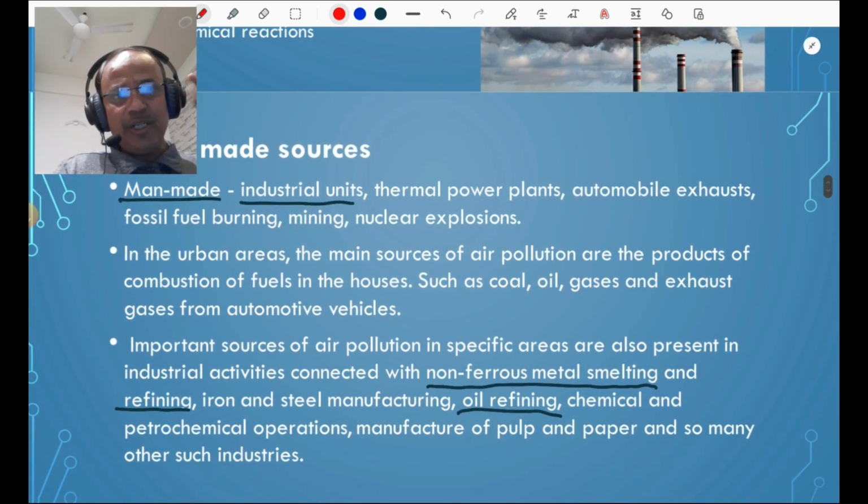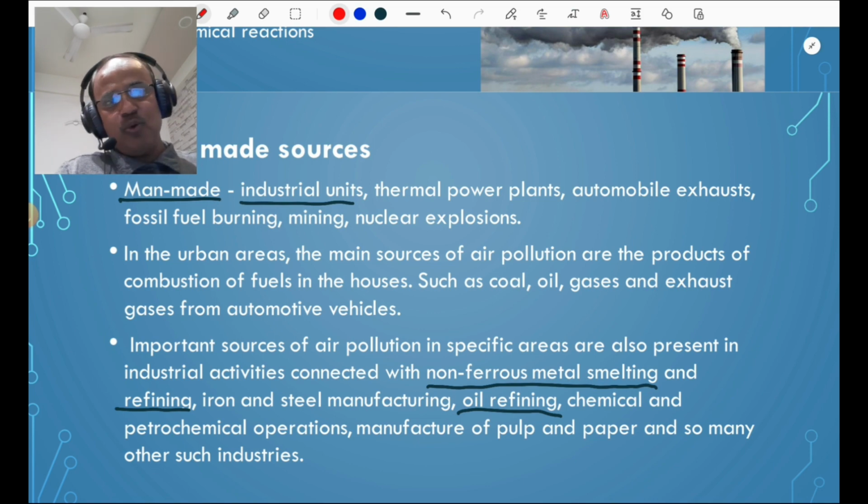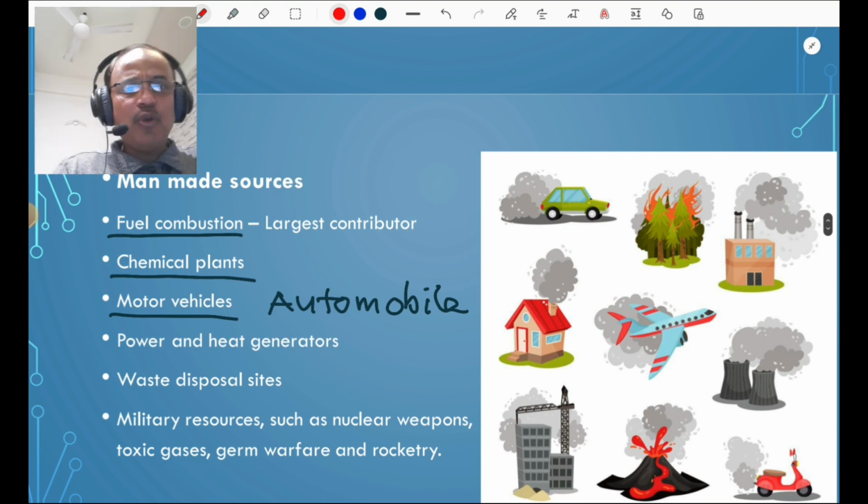Important sources of air pollution in specific areas are also present in industrial activities connected with non-ferrous metal smelting and refining, iron and steel manufacturing, oil refining, chemical and petrochemical operations, and the manufacture of pulp and paper, and so many other such industries cause air pollution. Man-made sources: fuel combustion, the largest contributor, is fuel combustion.